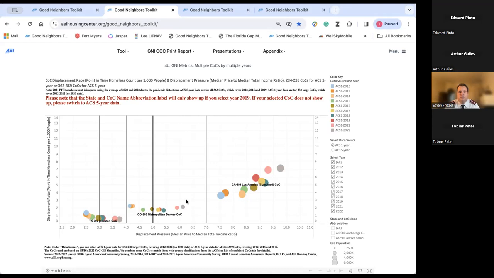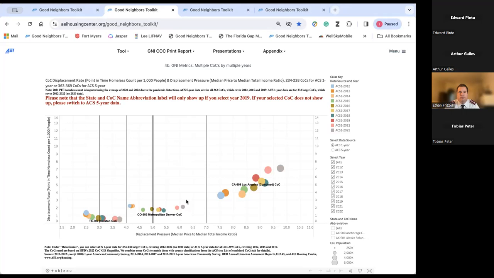Again, the population will not have changed very much. The displacement pressure may have gone up a little bit, but what's really going on, and as Ethan said, this can foretell to some extent what's happening. And so you've seen this increase over the last couple of years in displacement rate. It's now in displacement pressure. It's now showing a displacement rate.